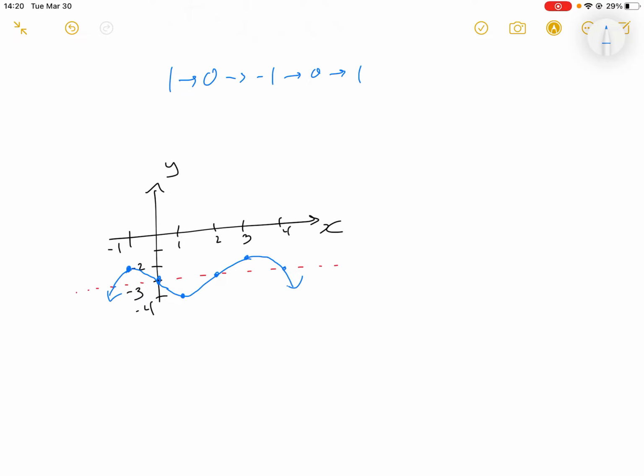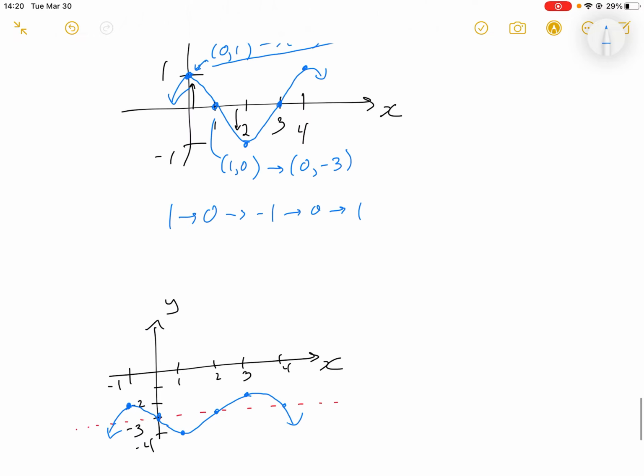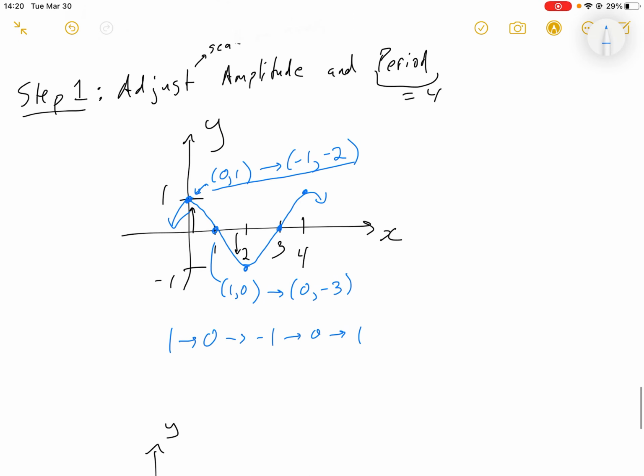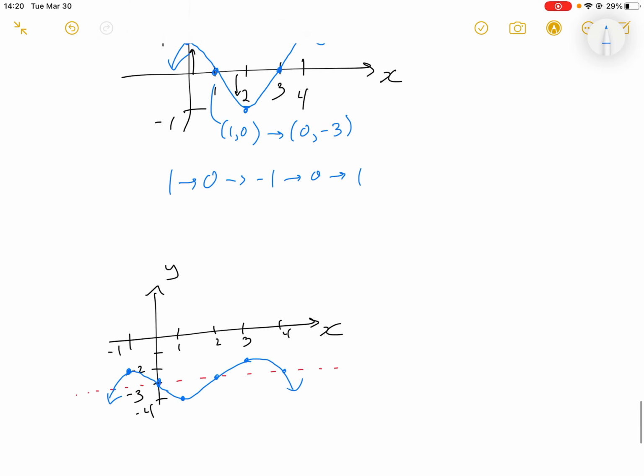And there you have it. So I've just sketched my cosine graph. Once again, I first adjusted my axes, and then I just shifted it around to get where I needed it to go.